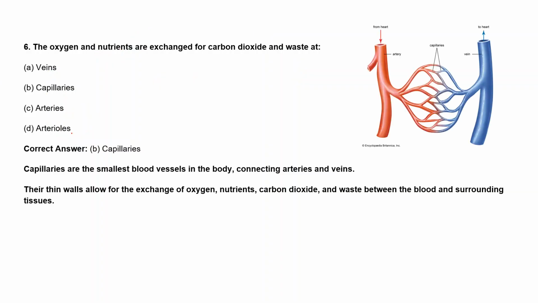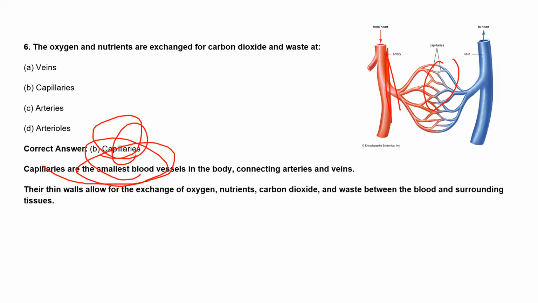Let's see the right answer: the capillaries. The capillaries are the smallest blood vessels which connect the arteries and the veins. Here we can see the capillaries in the middle of this structure. They are the very smallest and thinnest blood vessels connecting arteries and veins. Their thin walls allow exchange of oxygen, nutrients and other waste between the blood and the surrounding medium.